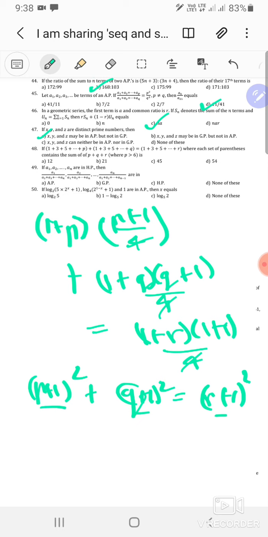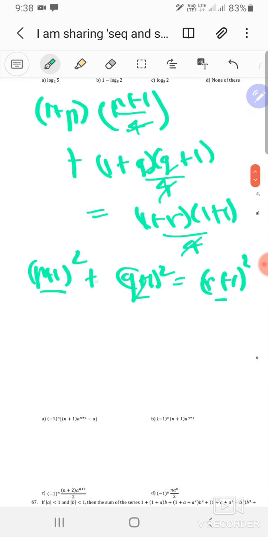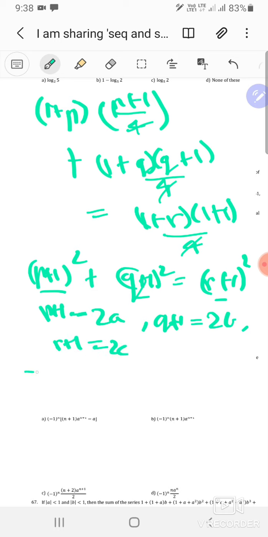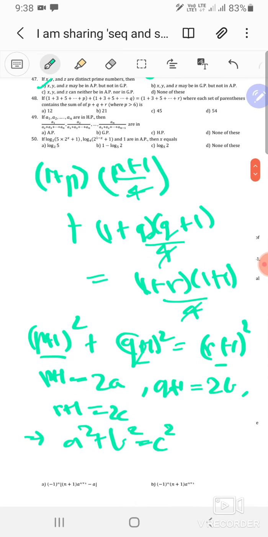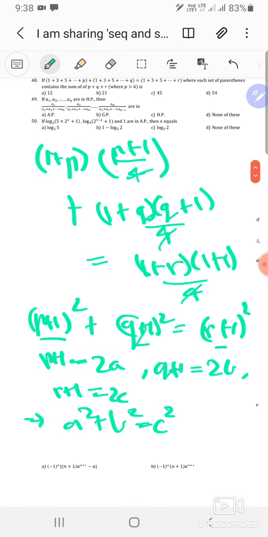So what can be the possible values of p plus q plus r in that case? That's what we are supposed to find, but how do we do that? So I will just set p plus 1 to be equal to 2 times a, q plus 1 to be equal to 2 times b, and r plus 1 to be equal to 2 times c. So that will give me a squared plus b squared is equal to c squared. Okay, fine. So that is just a Pythagorean triplet.